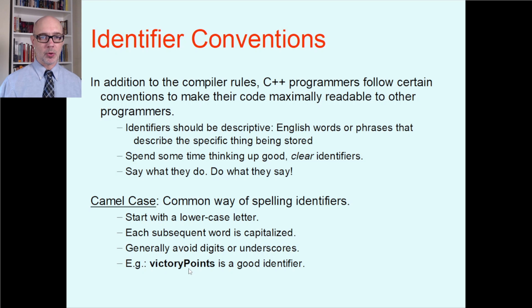So victoryPoints is a good identifier. It's a clear English phrase, right? It's clearly the number of victory points that someone has earned in a game. Starts with lowercase v, the word Points starts with a capital P. That's why there's kind of a hump in there. And it's very easy to read on the screen. There's no underscores, there's no digits. And I would call that a good identifier under the camel case system. So that's what you're going to be seeing in all the examples in the book and all the examples that I write.